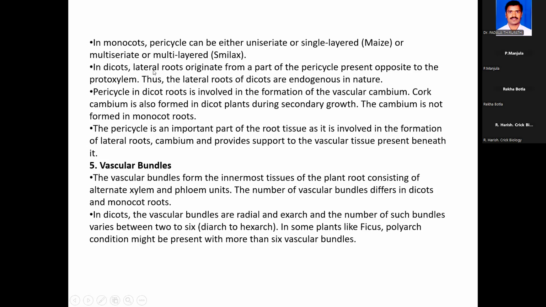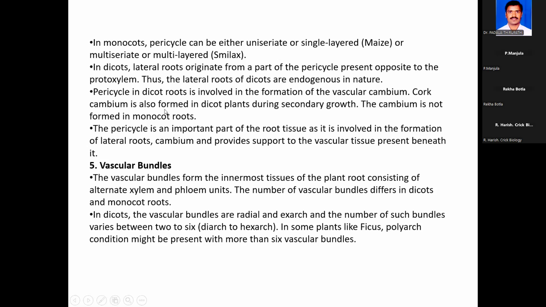In dicots, lateral roots originate from the part of the pericycle present opposite to the protoxylem. Thus, the lateral roots of dicots are endogenous in origin. They develop from the pericycle.